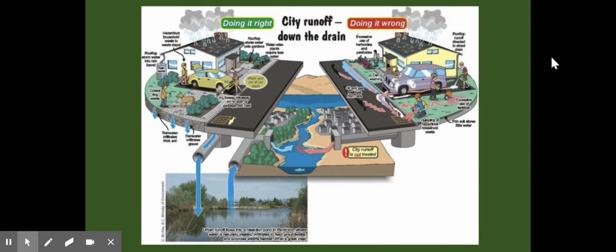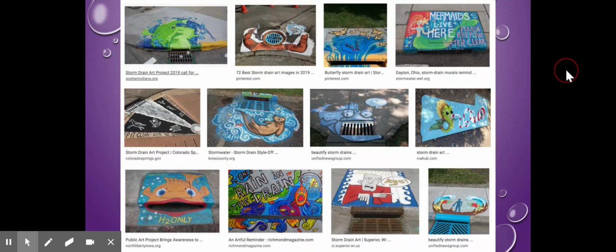Here's a picture that's kind of hard to see, but it's city runoff down the drain. On the left, they're doing it right. On the right, they're doing it wrong. And you can see all the things that are going into the city runoff, which is not treated, and it's going directly into streams. On the left, they're doing things like collecting their dog waste, collecting rooftop water, having gardens, washing your car at the car wash instead of in your driveway. So there's many different solutions that you can do to prevent urban runoff.